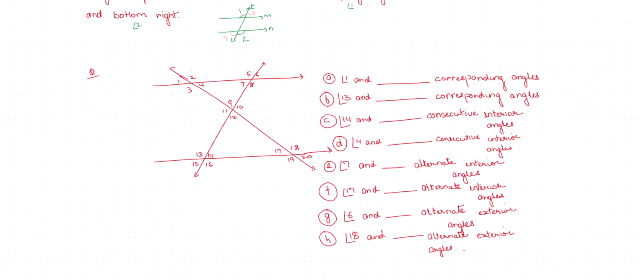Hello. So this is the question. These are two parallel lines and the intersecting line shown here. So please try to do these questions. You have to write angle 1 and all the possible corresponding angles here, like angle 13 and all the possible corresponding angles here. So please take a pause and try to do it on your own, and then we'll discuss the answers.